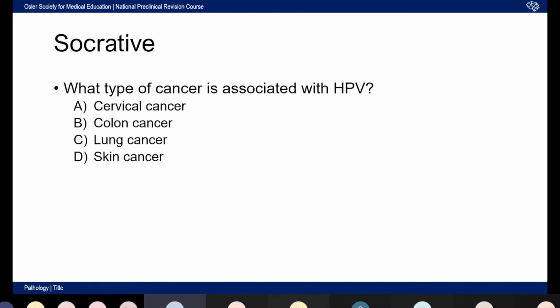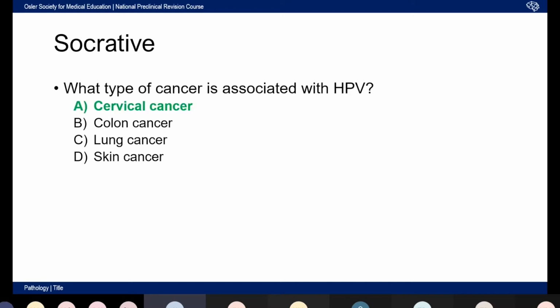And the next question, which of these cancers is associated with HPV? Yeah, everyone got that right again. Just check you've been listening. Okay, that's great. Yeah, so cervical cancer is the main one people think of with HPV.